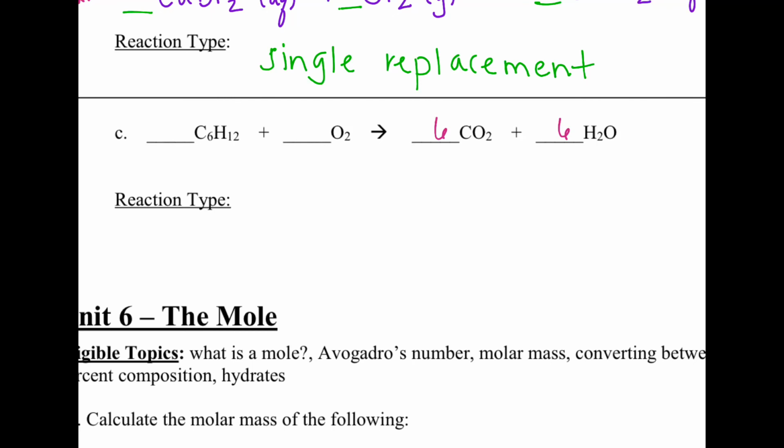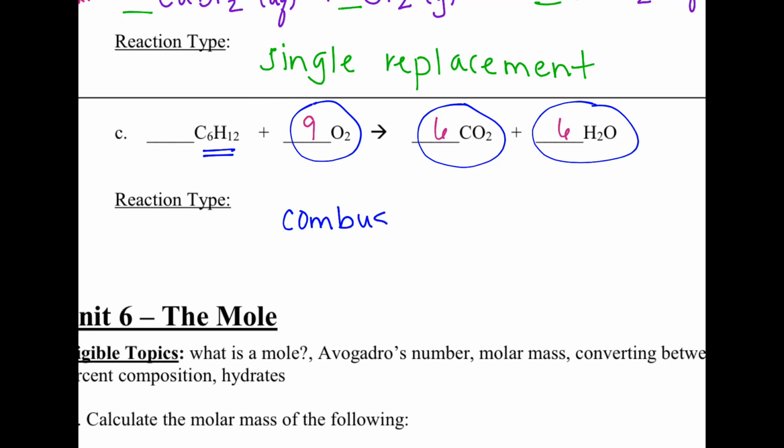Now the oxygen, if we look at our totals, over here I have 6 times 2, which is 12. Here I have 6 times 1, which is 6. So add that together, we get 18 total. And luckily, 2 times 9 gives us 18. So this one we don't have to go back and double or anything. It would just be 1, 9, 6, 6 when that is balanced. Last thing would be our reaction type. Since I have oxygen reacting with a hydrocarbon to form carbon dioxide and water, those 3 in the circle are repeating, meaning this is a combustion reaction.